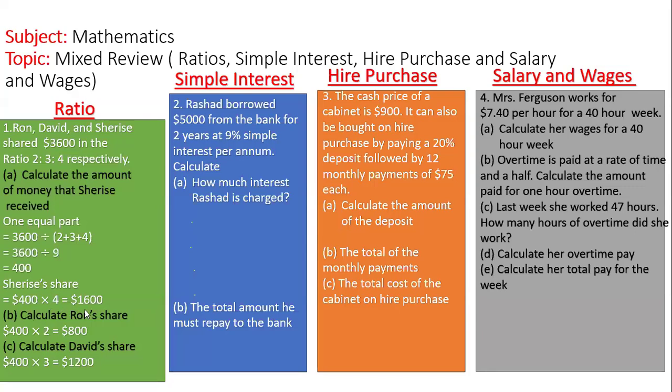Good. And so to get Ron's share, we do what? 400 times 2 equals 800. And then for David's share, we do 400 times 3, which is 1,200. Very good. Any questions on how I got this? Let me know, please, before we move on to simple interest.